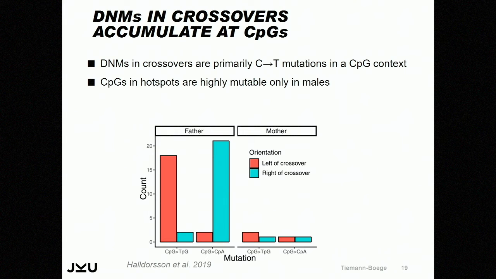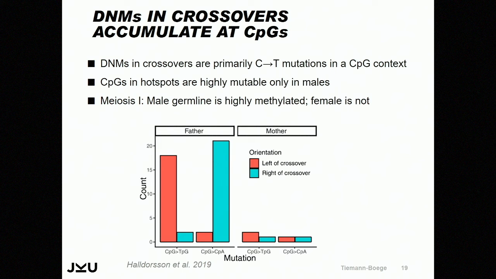And one of these processes might be the methylation state. Meiosis 1 happens in adult life in males, so the germline is highly methylated at that point. In females, meiosis 1 already takes place in utero, where the methylation state is much, much less, sometimes maybe only 10 to 20%, although we don't know for sure. So there's a big difference in the methylation state of the DNA at that point.